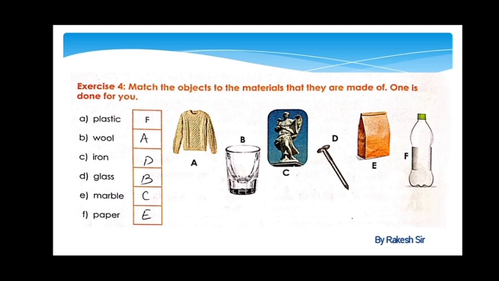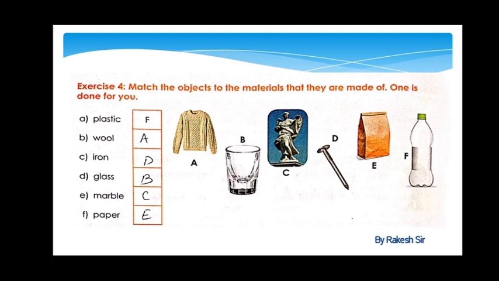Plastic, the water bottle, already given to you. Wool, that is the sweater. Iron, your nail. Glass, that is your water glass, whatever we are drinking from. Marble, you can see the statue. And paper, you can see the bag. These are all the answers.